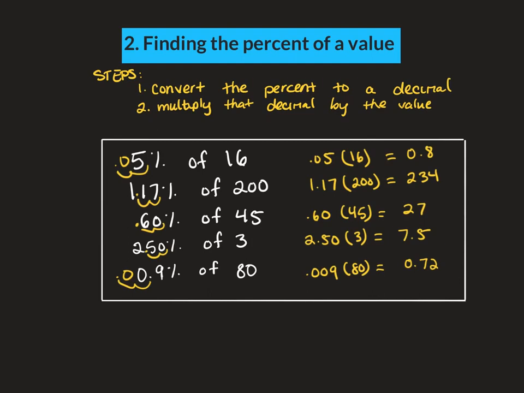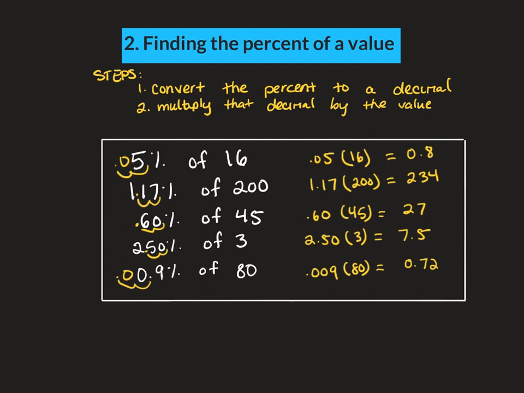On the next one, I'm asking for 117% of 200. 117% is a large portion. 200 is a fairly large number, so I should have a fairly large number as a result. And it should be greater than 200 because 117% means more than all of 200. And I have a result of 234 that meets those criteria.